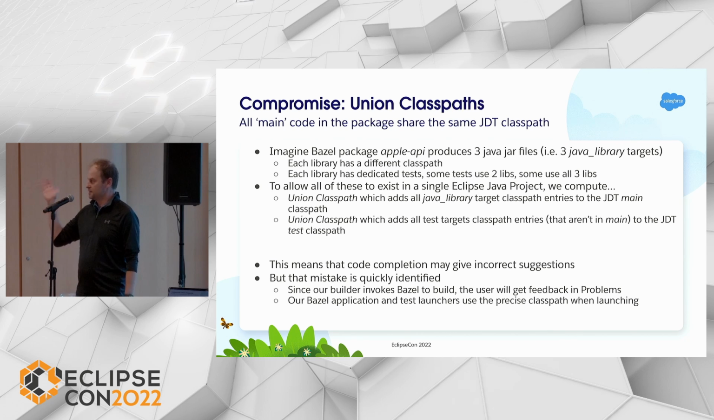But the good thing is that problem is quickly identified. Since we're invoking Bazel underneath the covers to do the build, pretty quickly that problem will show up in your problems view, and you'll see that, hey, you actually don't have Guava for that library. And also, a very similar thing happens with test launching. So that's why, again, we have a Bazel JUnit test launcher, because that test class path has a lot of different things on there. We want to be very precise when launching your test to only use the things that actually are available to that test. And so we inject our logic there.